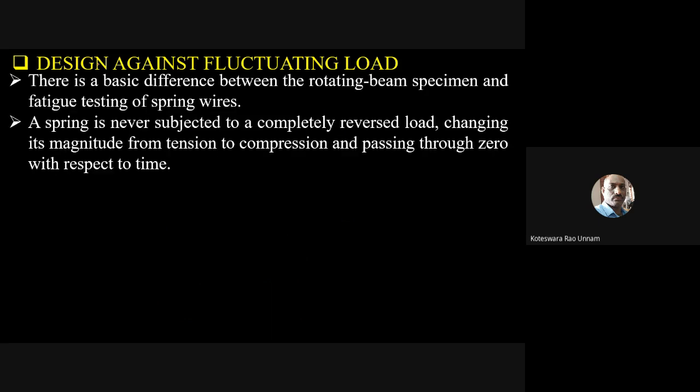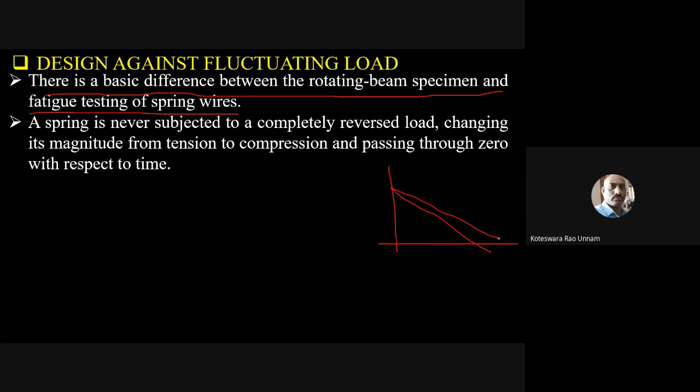There is a basic difference between the rotating beam specimen and fatigue testing of spring wires. Why is it different? If you recall, we already constructed this Soderberg line, this Goodman line and this Gerber line. You get something like this. If you plot the mean stress here and the amplitude stress here, here it is SYS and this is SYT. So using that, you already discussed these failure theories.